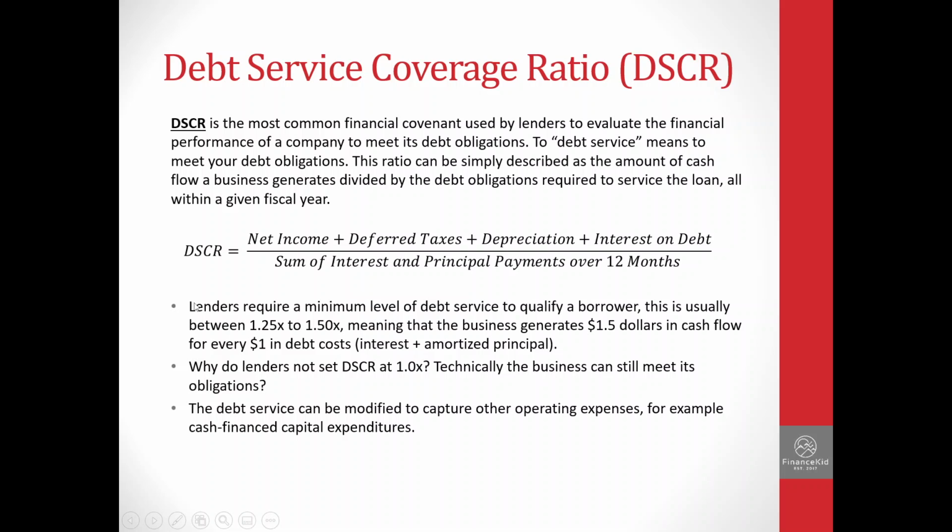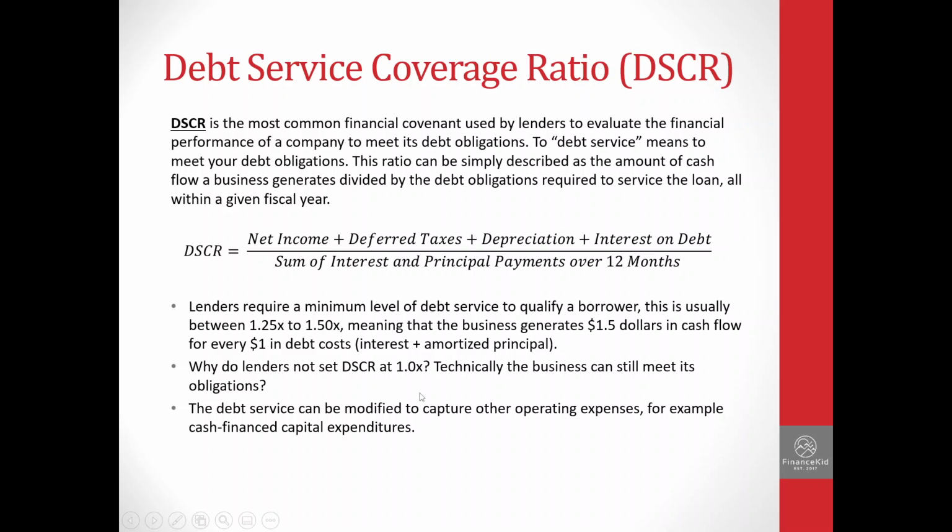So looking at this bullet point here, lenders require a minimum level of debt service to qualify a borrower. And as I said, you don't want to be below 1 because then it shows that you can't service the loan. And typically, lenders, when they're qualifying a prospect, will not aim for 1-to-1, but rather 1.25 to 1 or 1.50 to 1. And that means that for every $1.50 in profit, there's $1 in debt servicing costs, which means that there's a buffer there.